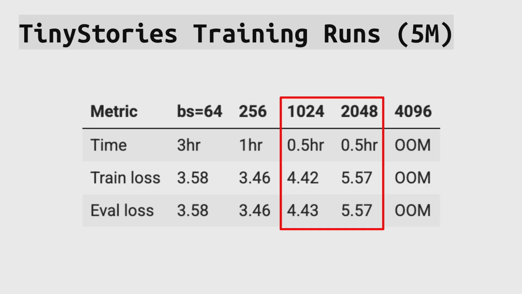But I found something interesting, especially for the 1024 and 2048 batch sizes, where I did not get a speed up even though I was doubling the batch size. That was the first discovery. The second thing I realized is that, relatively speaking, compared to 256 as a batch size, the train loss and eval loss is considerably worse when I quadruple or 8x the batch size. These things were counterintuitive to me.